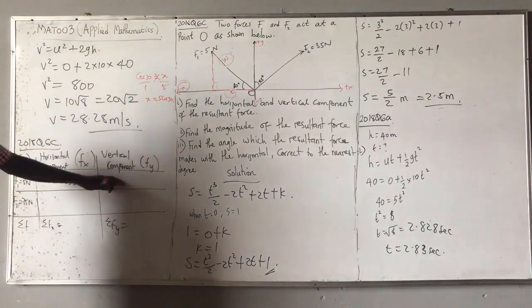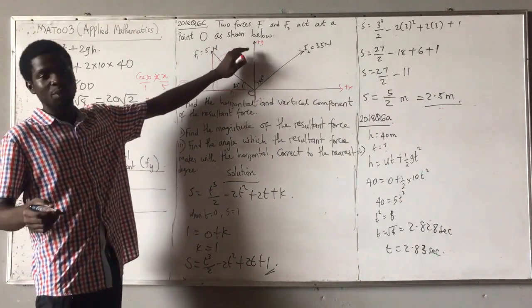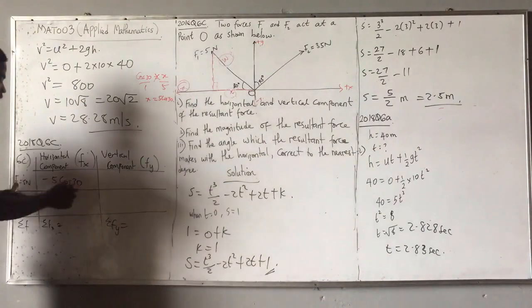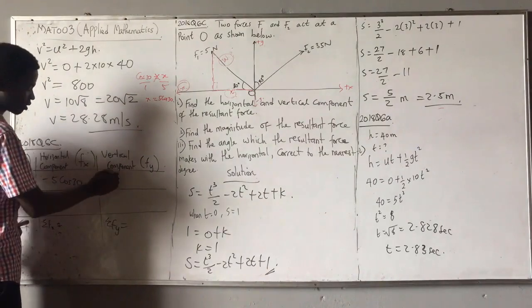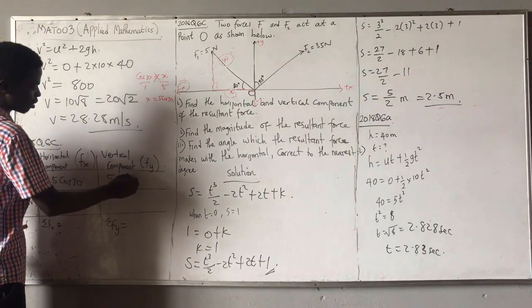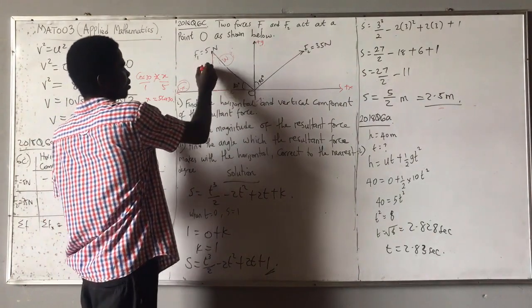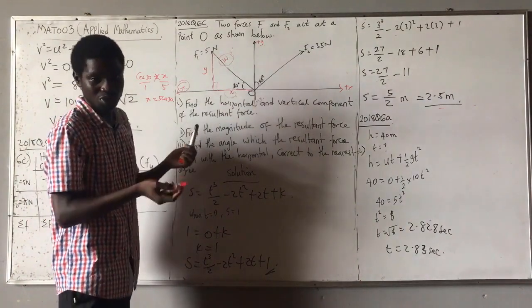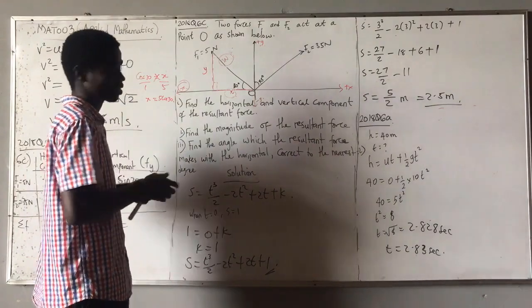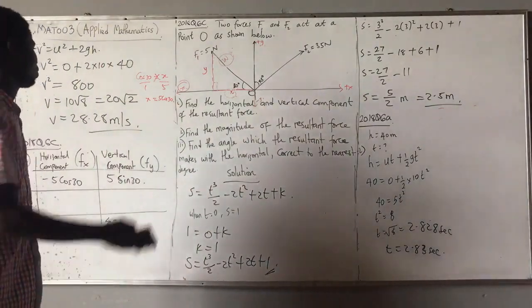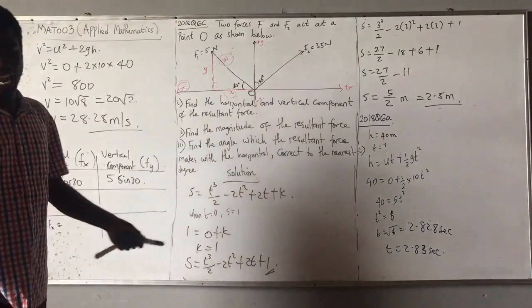You don't even need to calculate this one. You just need to confirm that this is positive, so this one will be positive. If this one is cos, the next one will be sine. So this is 5 sine 30. You can confirm that yourself. If you want to find the vertical component, it's so obvious: opposite over hypotenuse, you use sine, in SOHCAHTOA. Do you understand? I have resolved F1.